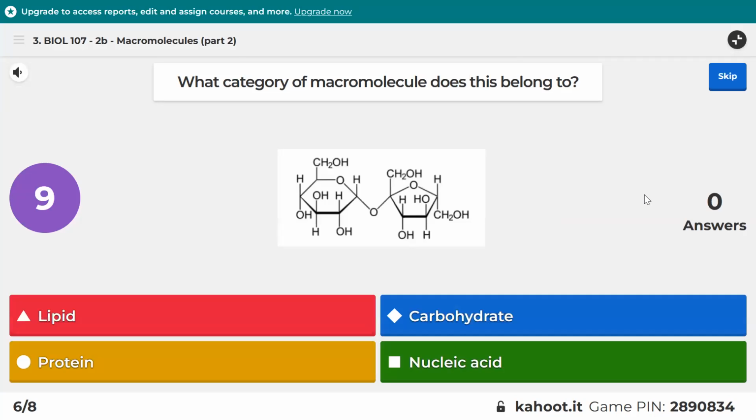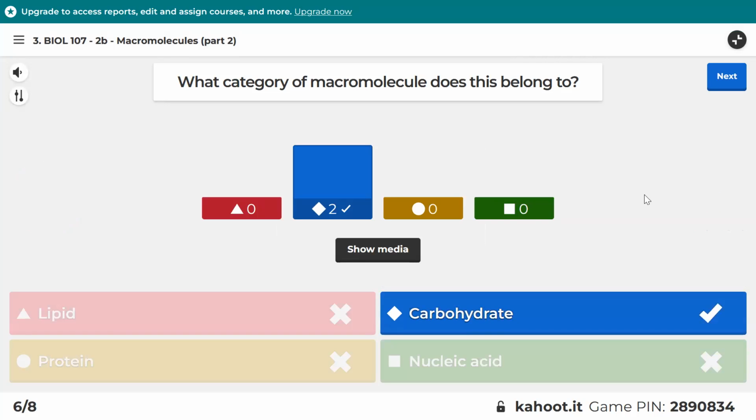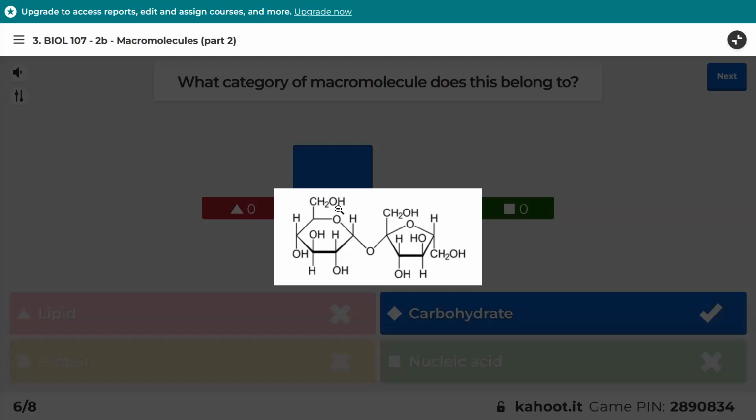What about this one? This is a carbohydrate, so good job. This is actually sucrose. You can see all of those OHs in there make this a carbohydrate.